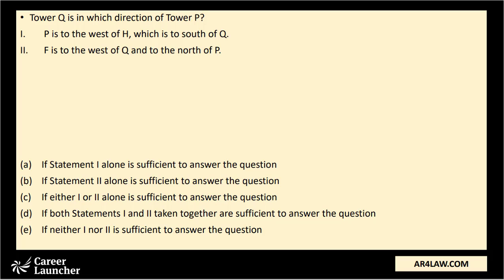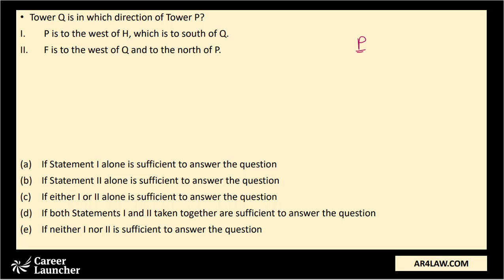So here we have: tower Q is in which direction of tower P? That is the main question. So there's a tower P. With respect to tower P, we need to find out the direction of tower Q.